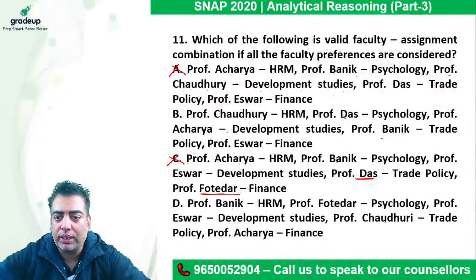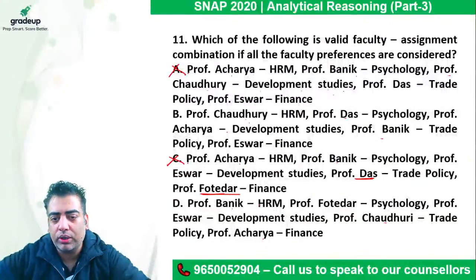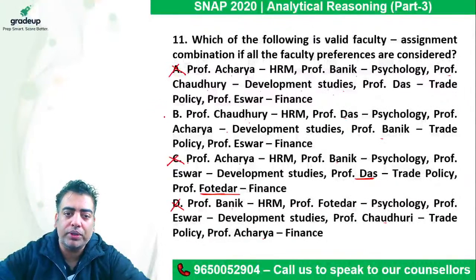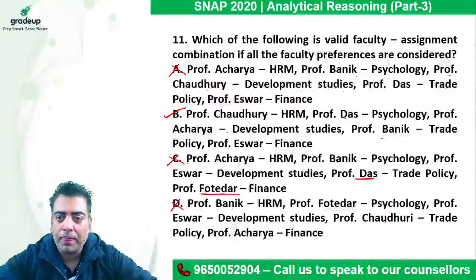In B, Chaudhary is getting HRM, right? In D, Chaudhary is getting trade policy. So again, it cannot be trade policy, hence it is ruled out. So only one option is left, which is B. That must be the correct combination. So because three of them are ruled out, we need not check the fourth one. So guys, please check it out. I hope it is clear to each and every student.